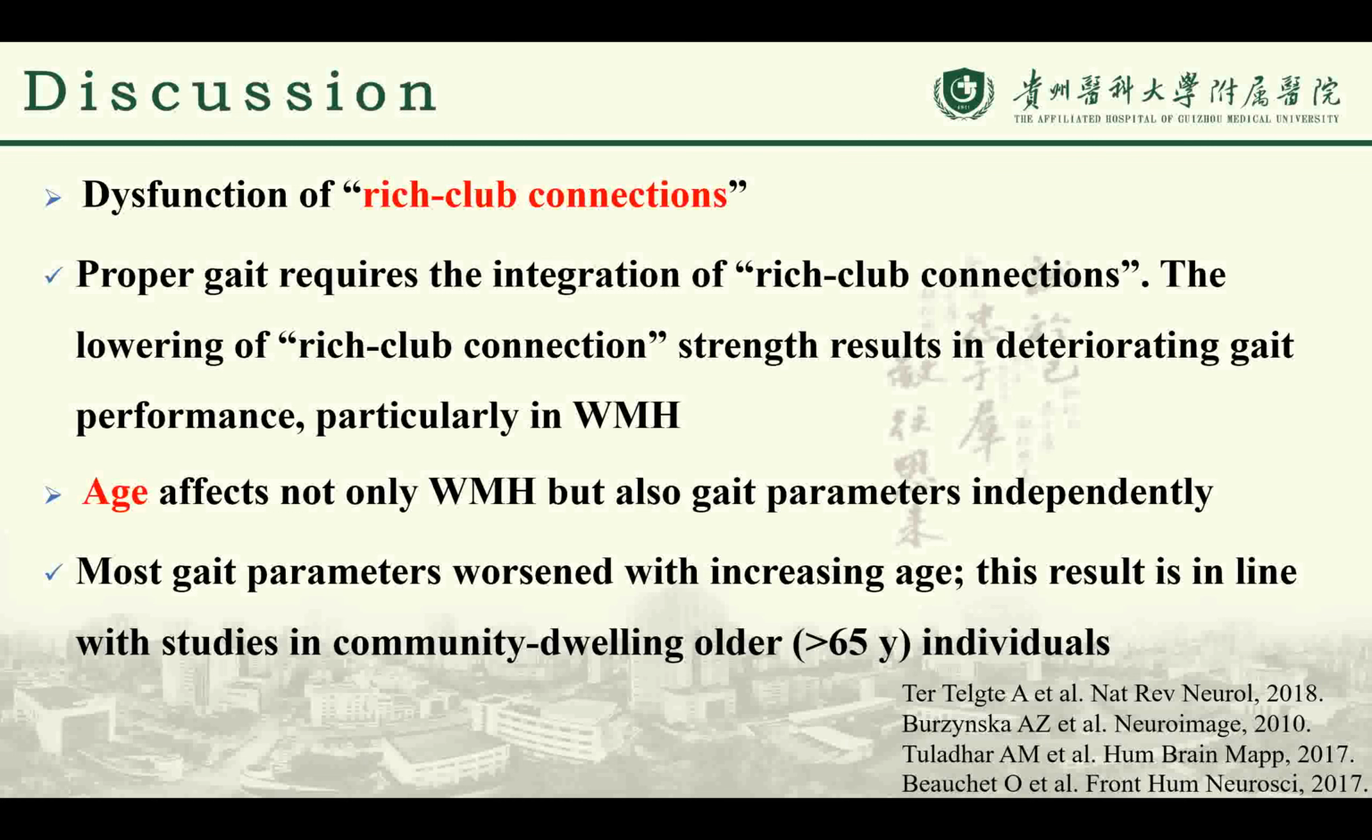In addition to WMH, Table 3 also shows the general association between age and gait parameters. We found that most gait parameters worsened with increasing age. This result is in line with studies in community-dwelling older individuals. Age affects not only WMH, but also gait parameters independently.